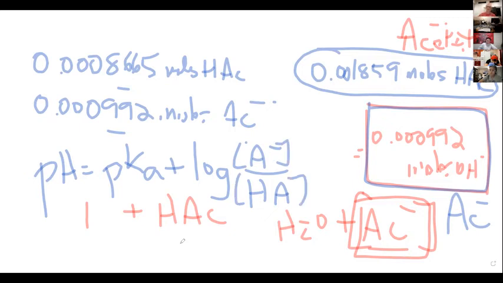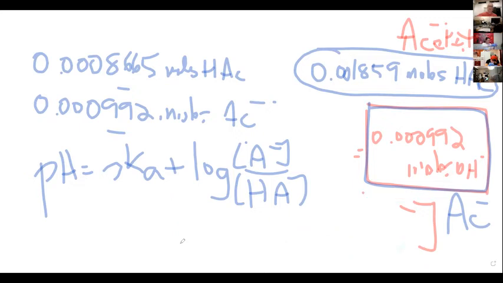That's the correct formula. I want to make sure I don't... I think it's the acetate on top and the acetic acid on the bottom. Is that correct? Someone want to check for me? Correct. Okay, good. So that is, and what's the pH at the midpoint?